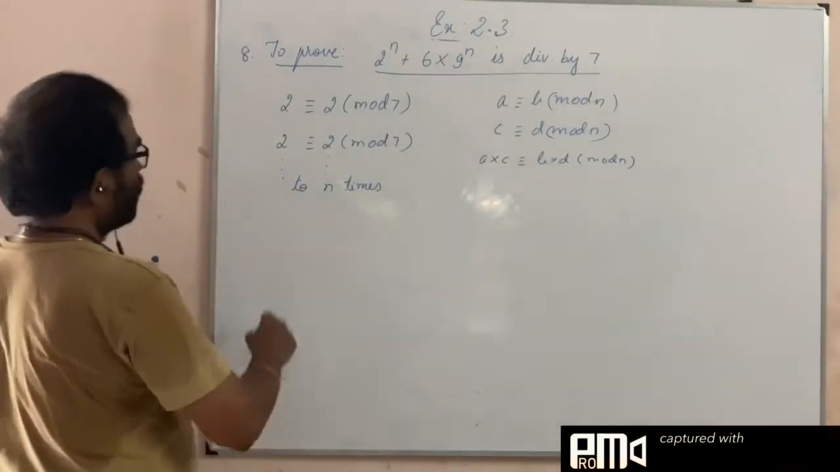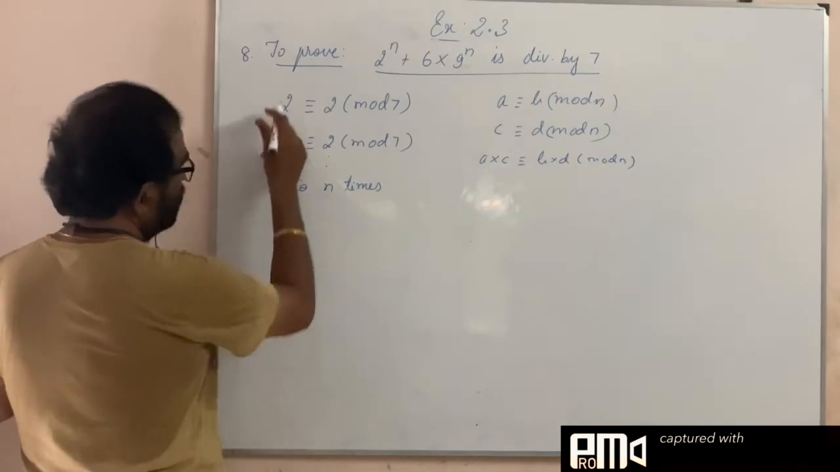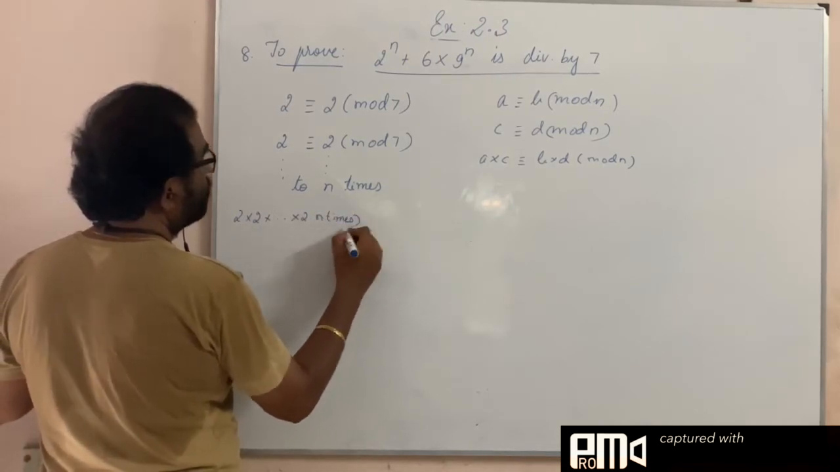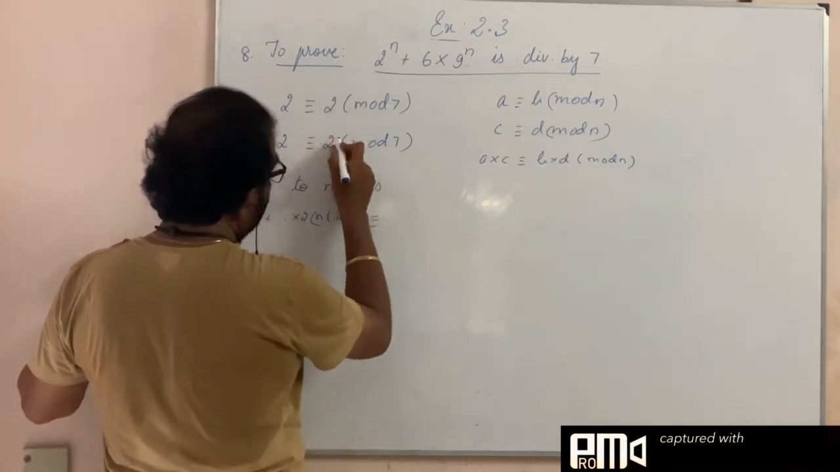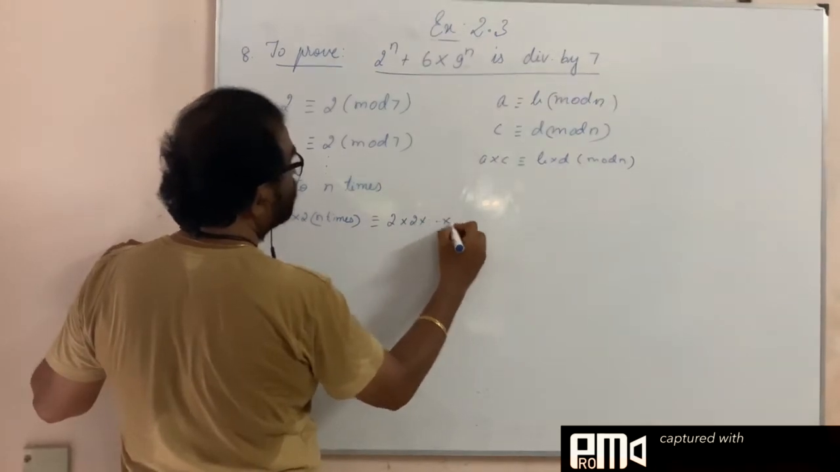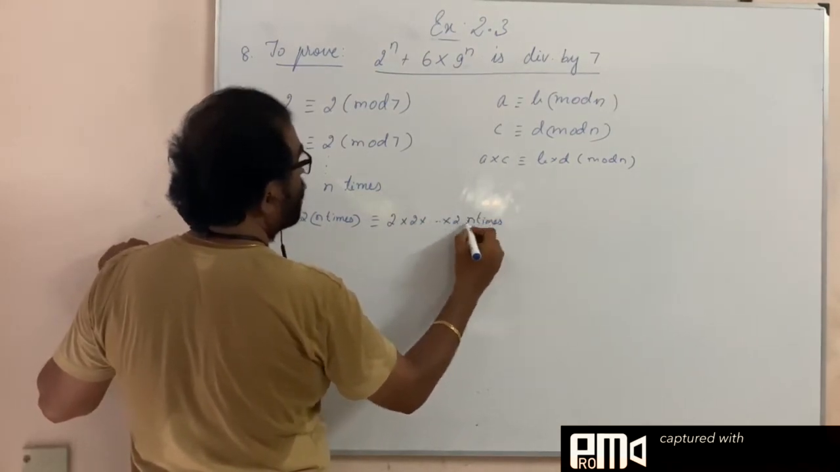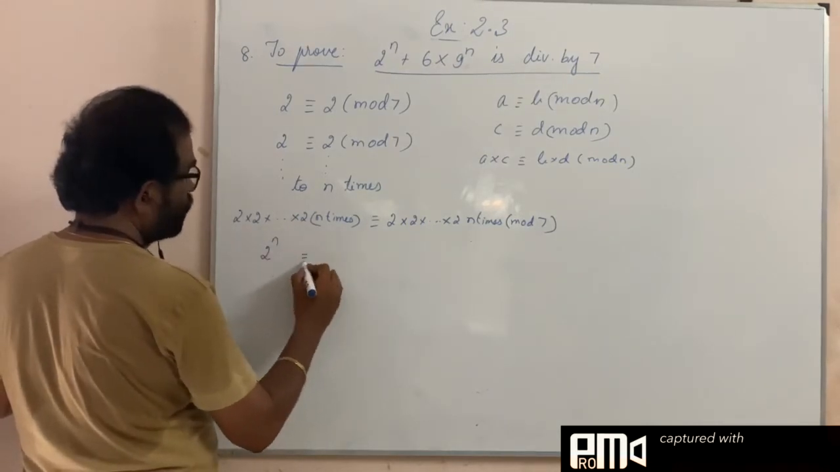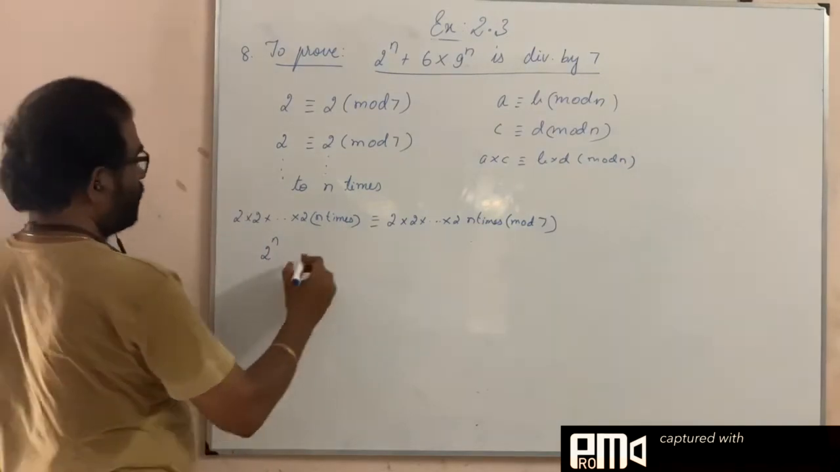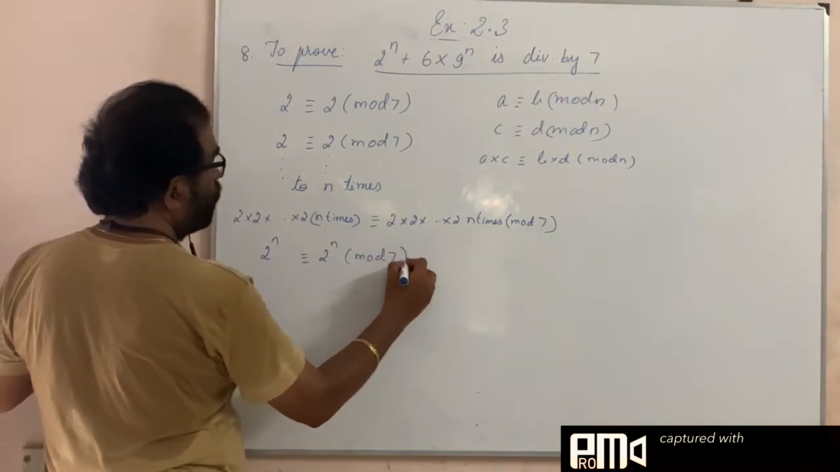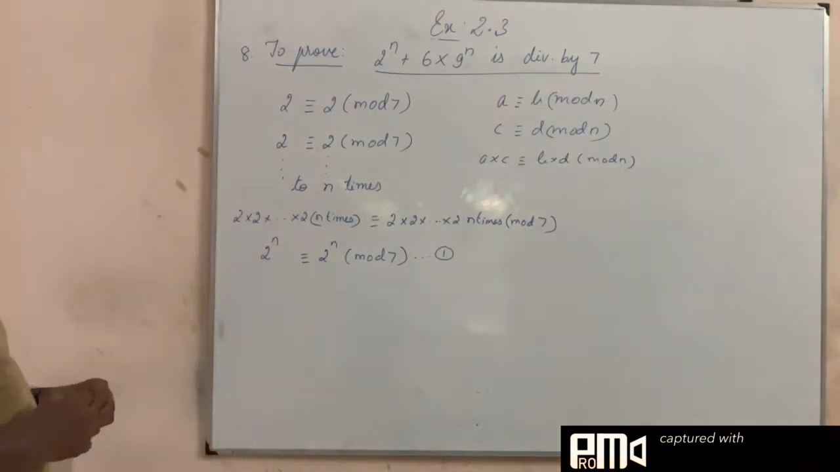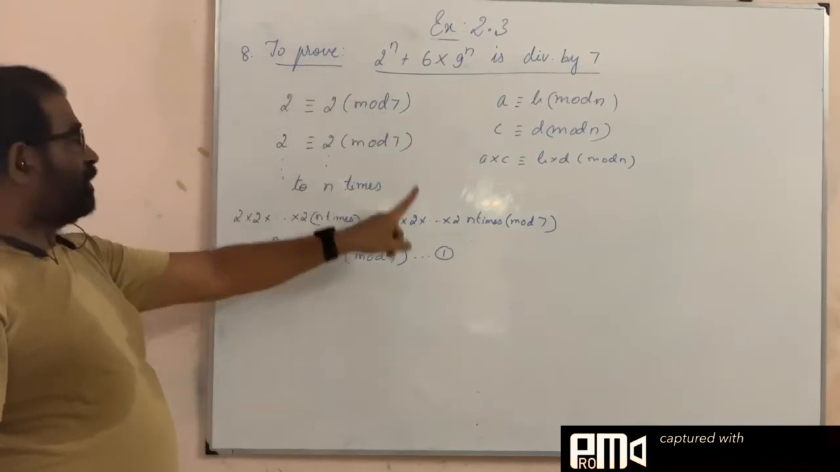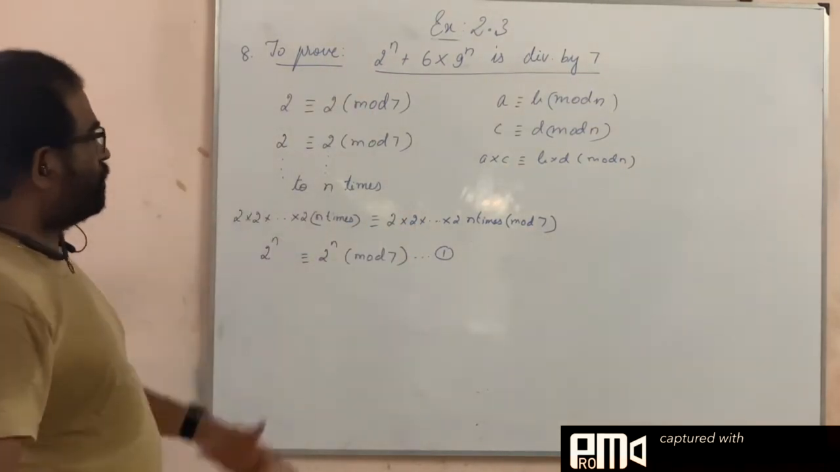Similarly, here I am going to multiply all of these. On the left side, 2 into 2 into 2 into, how many times? N times, congruent to, on the right side also, 2 into 2 into 2, n times, mod 7. 2 into 2 into 2, n times, means 2 power n. So I keep this as 1: 2 power n is congruent to 2 power n mod 7. When 2 power n is divided by 7, the remainder is again 2 power n, whatever that n may be.